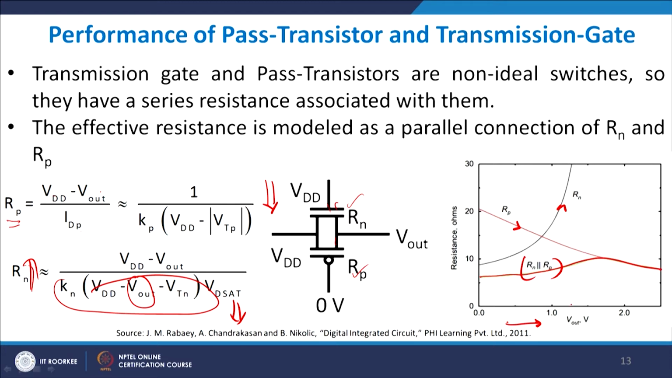And that is one of the major advantages of a transmission gate, that the effective resistance offered by a transmission gate is almost independent of the value of the signal which you give, right. Whereas for all other cases, it happens to be a strong function of the signal, right. And that makes my life easier as far as performance of the pass transistor logic is concerned.